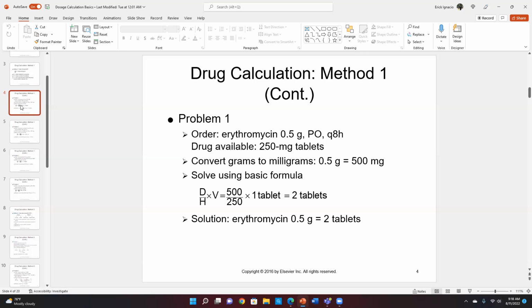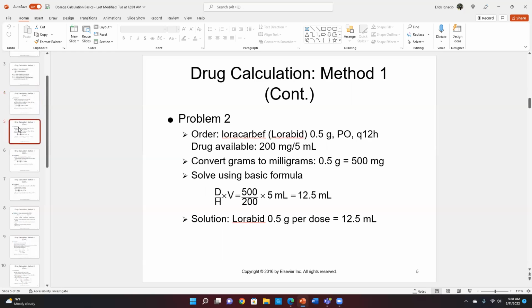A twist you could see for this kind of problem is if I have to give 2 tablets every dose, how many would I have to administer in a 24-hour period? Right? So these are things that you have to make sure that you're reading very carefully when it comes to solving these problems. All right, let's go to problem number 2.